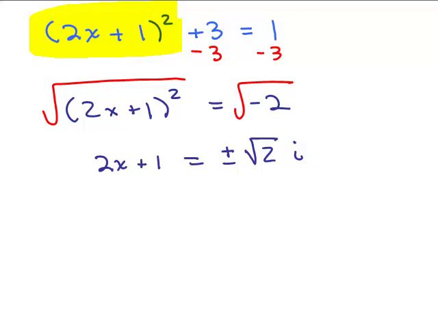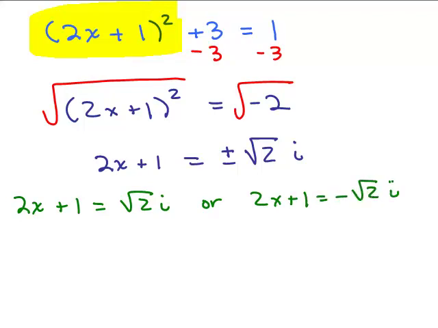Okay. Now, so far I've been solving these all as one big thing, but you could separate it out right here. You could say 2x + 1 = √2 i, or 2x + 1 = -√2 i. It's up to you whether you want to write two separate equations here or at the end of the problem. Now I'm trying to solve for x, so I've got to subtract 1 from both sides.